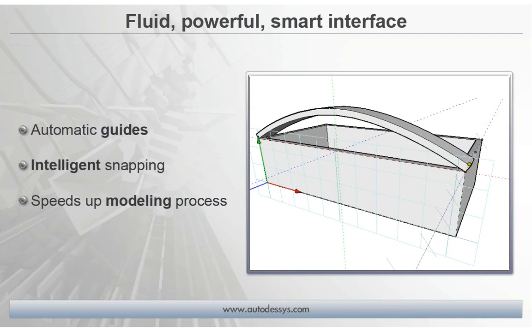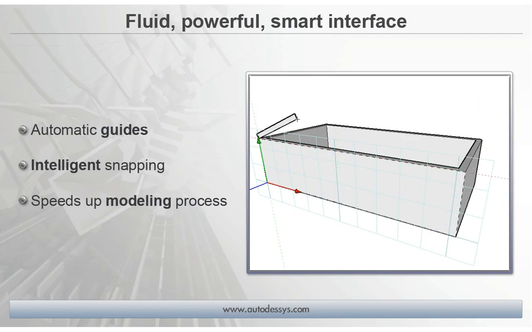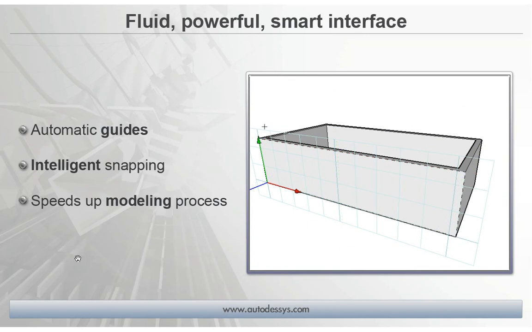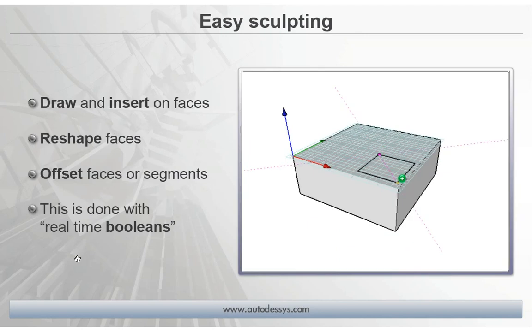So as you're drawing stuff, these guides just automatically show up, and these help you to line things up and snap to things and make sure things are perpendicular and tangent, things like that. Intelligent snapping goes along with the guides, and this really helps to speed up the modeling process because it helps guide you as you're creating your objects.